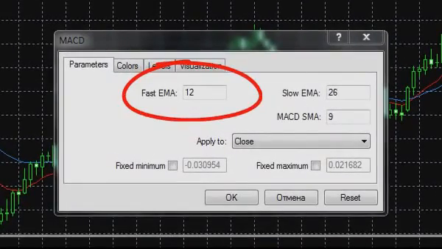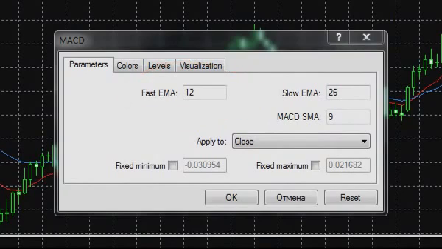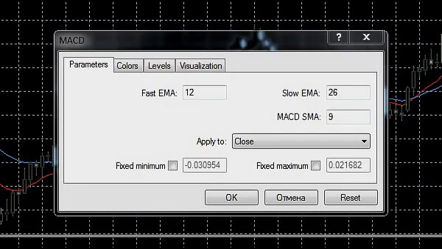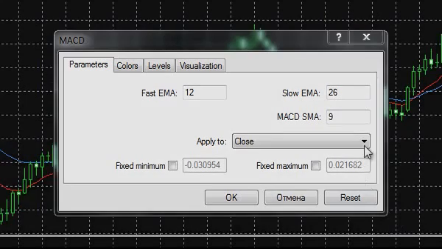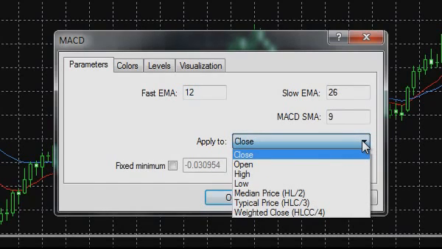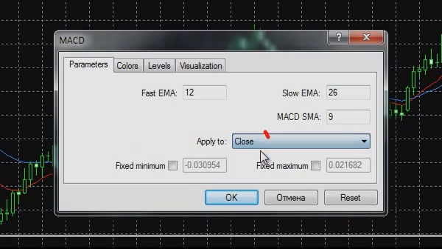Fast EMA field, the period value for the fast exponential average. Slow EMA field, the period of the slow exponential average. MACD SMA field, the period of the simple moving average, used for smoothing the major histogram values and marking the indicator signal line. The Apply to drop-down list determines by what values of bars and candlesticks the indicator will be constructed. In most cases, for constructing the MACD indicator, the bar closing value, Close, is used.